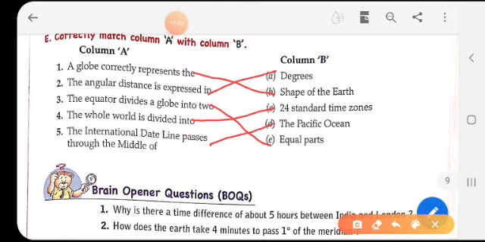So children, I hope you had a lot of fun in this chapter and you have got to learn a lot of things in this chapter. So now I think you will be able to detect time also.